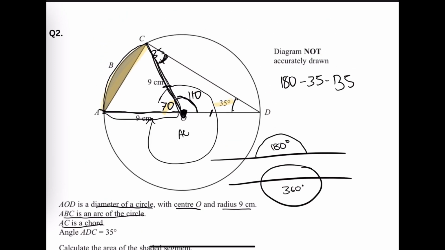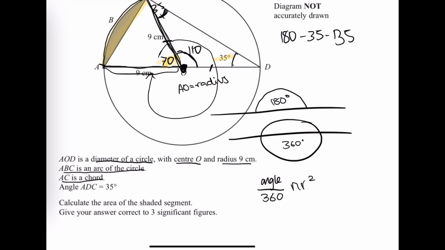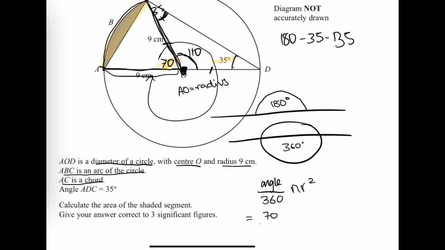So what we can do now, just because we know that this is the origin and we know that A to O is the radius, we can find the area of a sector. The equation for the area of a sector is whatever angle you're looking for, in this case 70, divided by 360, times pi r squared. So over here, it will be 70 over 360, times pi, and we know that A to O is the radius, which is 9. We do 9 squared, which if you put that into the calculator, you would get 49.48.